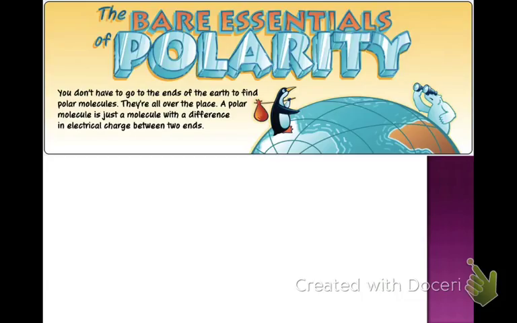We're going to go through this comic strip. This is going to be a long video, so I apologize, but I'm going to help you figure out what this all means. It's called the Bare Essentials of Polarity. In case you haven't found it in your book, make sure you find it now. It says you don't have to go to the ends of the earth to find polar molecules. They're all over the place.